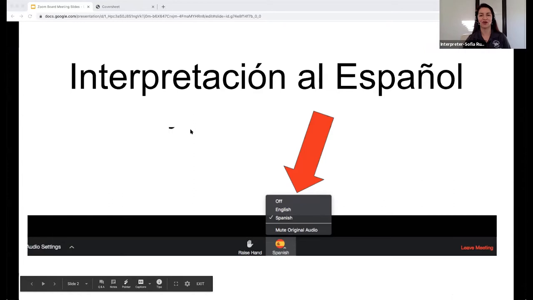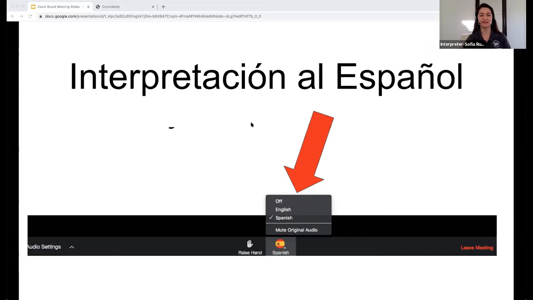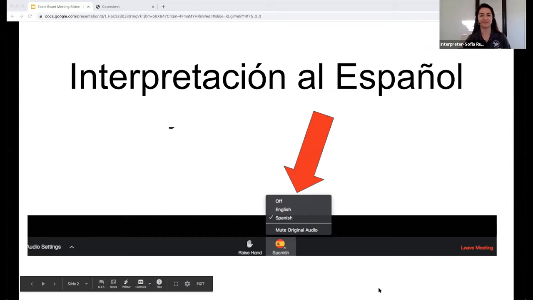Gracias. Are there any questions? If there are no questions, then I will ask the host to please click on interpretation and assign me as an interpreter. And we may begin. Thank you. Thank you so much, Ms. Rubalcava. So now with item, let's see, we need to read out the closed session actions, which is item four. So I turn to you, Dr. Reed.